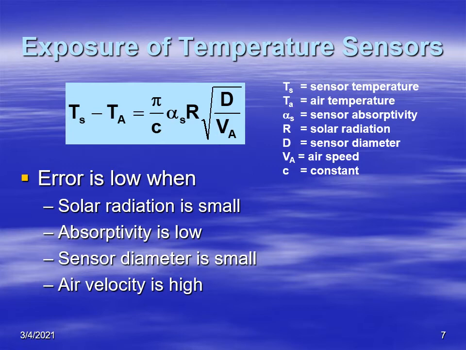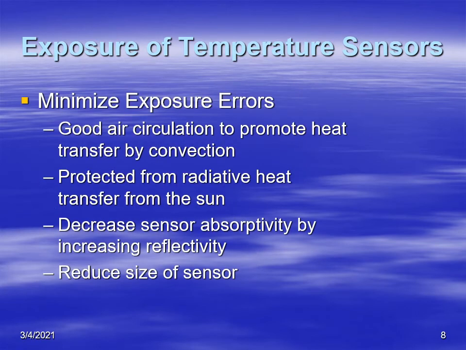So if you have good ventilation, if you have air blowing by the thermometer, that will reduce the exposure error and the difference between the sensor temperature and the air temperature. So to summarize, minimizing your exposure errors means that you need good circulation going by the thermometer to promote heat transfer through convection. Also, you need to protect your thermometer from radiative heat transfer, in other words, from solar radiation, by putting it in the shade, or if you have a shield, using that shield.